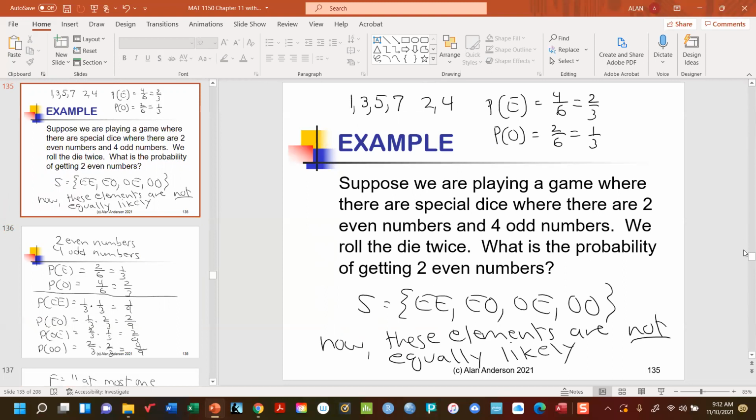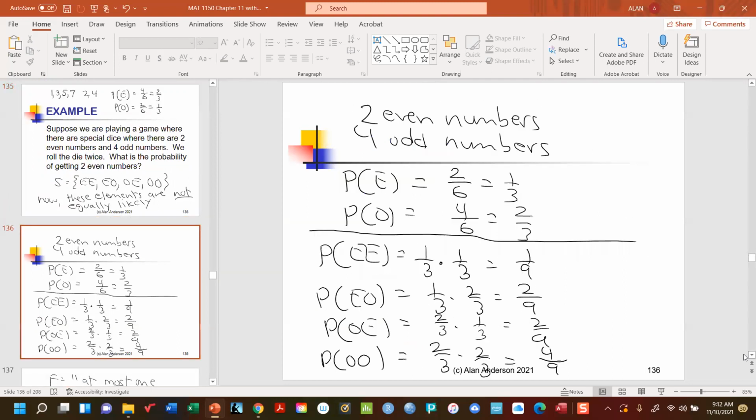All right, let me show you how that would work with 2 rolls. So what you're going to do, now remember, the probability of getting an even is 1/3, and the probability of getting an odd is 2/3. So to get the probability of 2 evens in a row, you just multiply the probability of an even by the probability of even, or 1/3 times 1/3, which is a 9th.